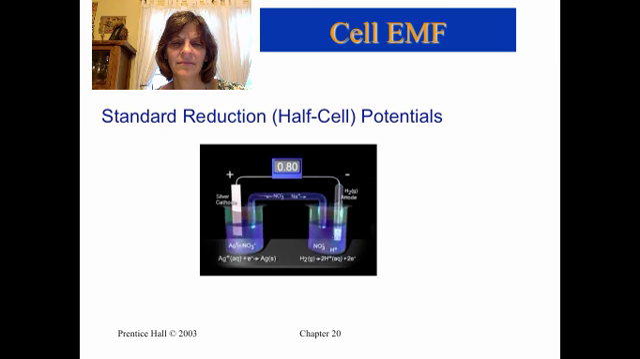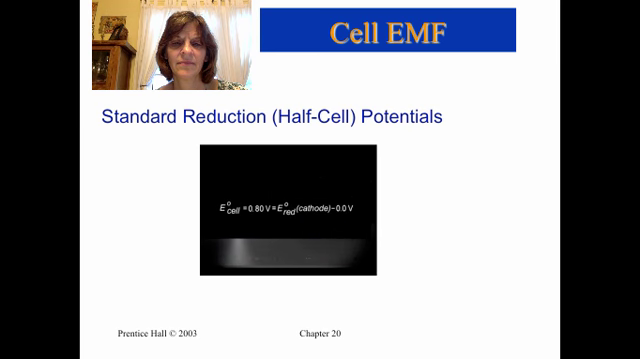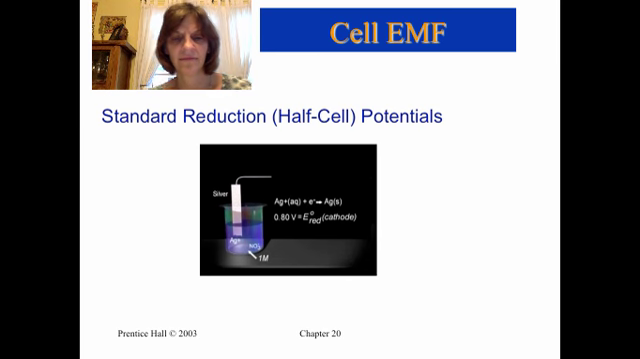Now let's consider the silver hydrogen cell. In this case, the hydrogen half-cell is the anode. As before, the cell potential is the reduction potential for the cathode minus the reduction potential for the anode. Thus, the standard reduction potential for the silver-silver ion half-cell is 0.80 volts.